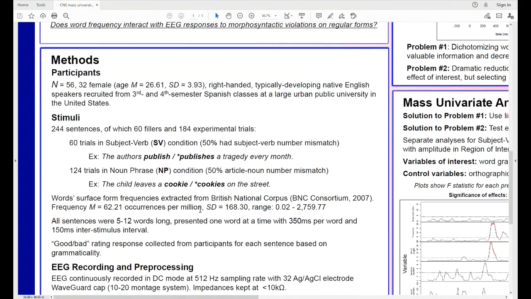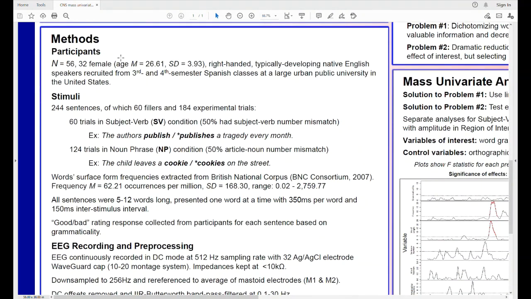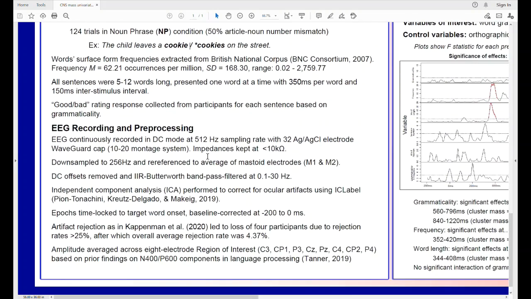We had 56 native English speaker participants. Each of them read sentences that could either have a grammaticality violation between a subject and a verb, as in, for instance, the authors publish versus the authors publishes, or they'd read a sentence that could have a grammaticality violation between an article and a noun, like a cookie versus a cookies. For each critical word in each sentence, we extracted the frequency in the English language overall based on the British National Corpus. This panel contains more information about our EEG pre-processing steps.